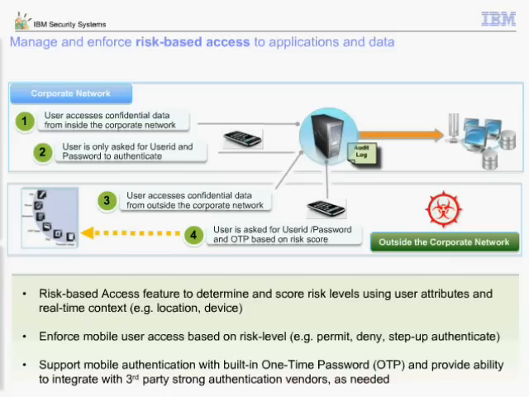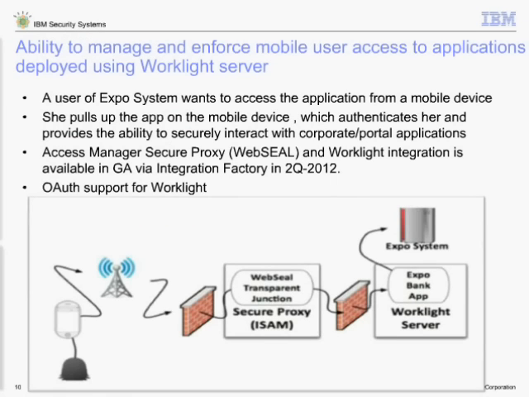So this kind of gives you an idea of how risk-based access can be used to prevent and detect web fraud. Going over to slide number 10, wanted to quickly touch upon the new Worklight integration that we have with IBM Security Access Manager. Worklight is an app development platform, and using this new integration between ISAM and Worklight, you can create apps that securely allow users to access confidential data and systems on their mobile applications and mobile devices. This also contains OAuth support, which basically lets you integrate with common applications using standards very easily.